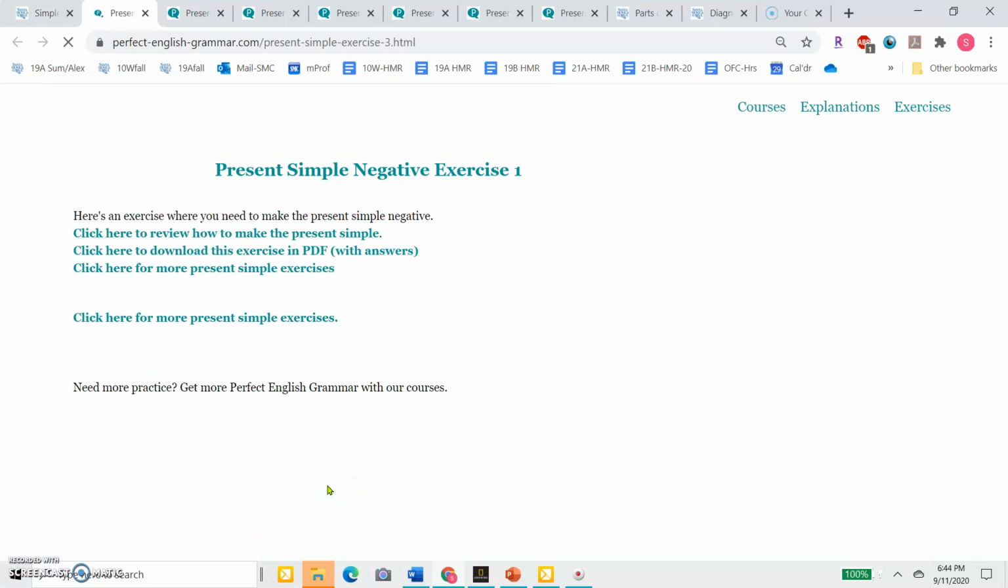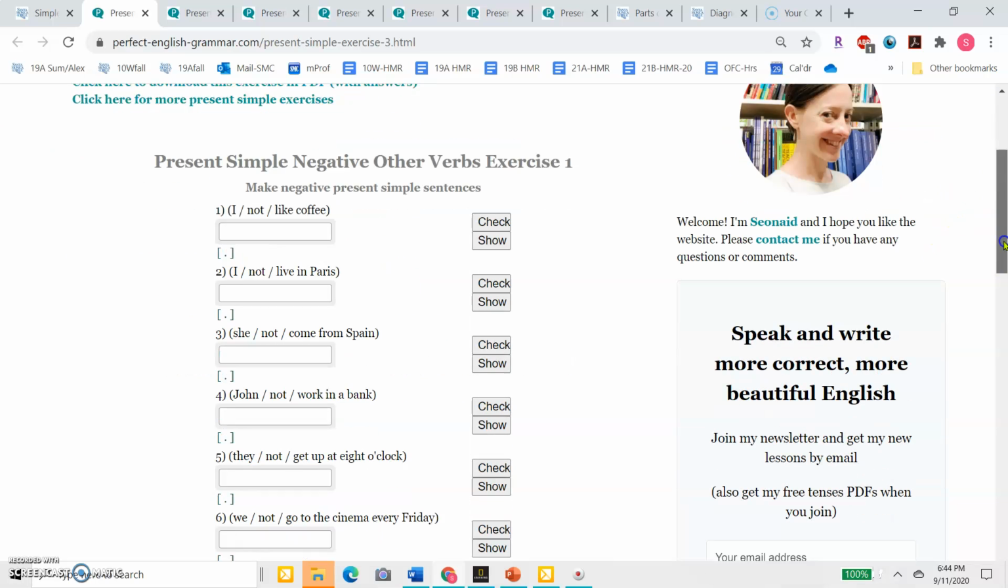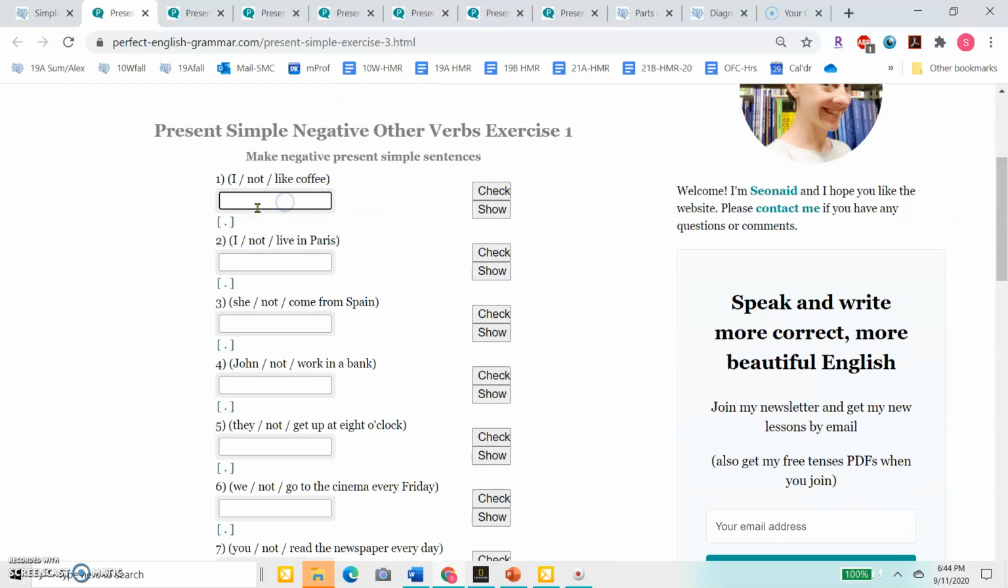Simple in the negative. Again, you're going to write sentences. So I not like coffee. I do not like coffee. Check. I could say I don't like coffee. The contraction is okay too.